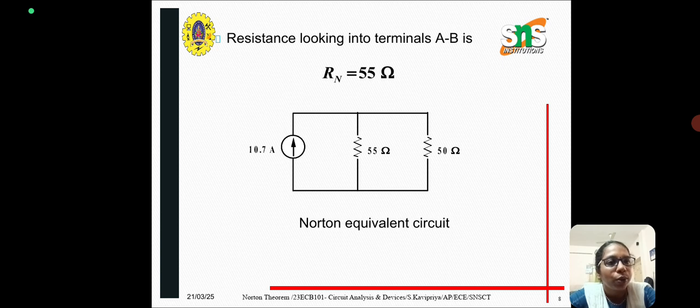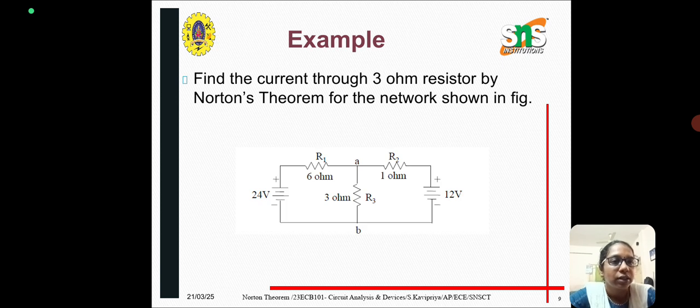After that, we draw the Norton's equivalent circuit, which has a current source in parallel with the equivalent resistance, and a load resistor across it. We have IN as 10.7 amperes and RN as 55 ohms, and the load resistor value is 50 ohms. This is the Norton equivalent circuit.